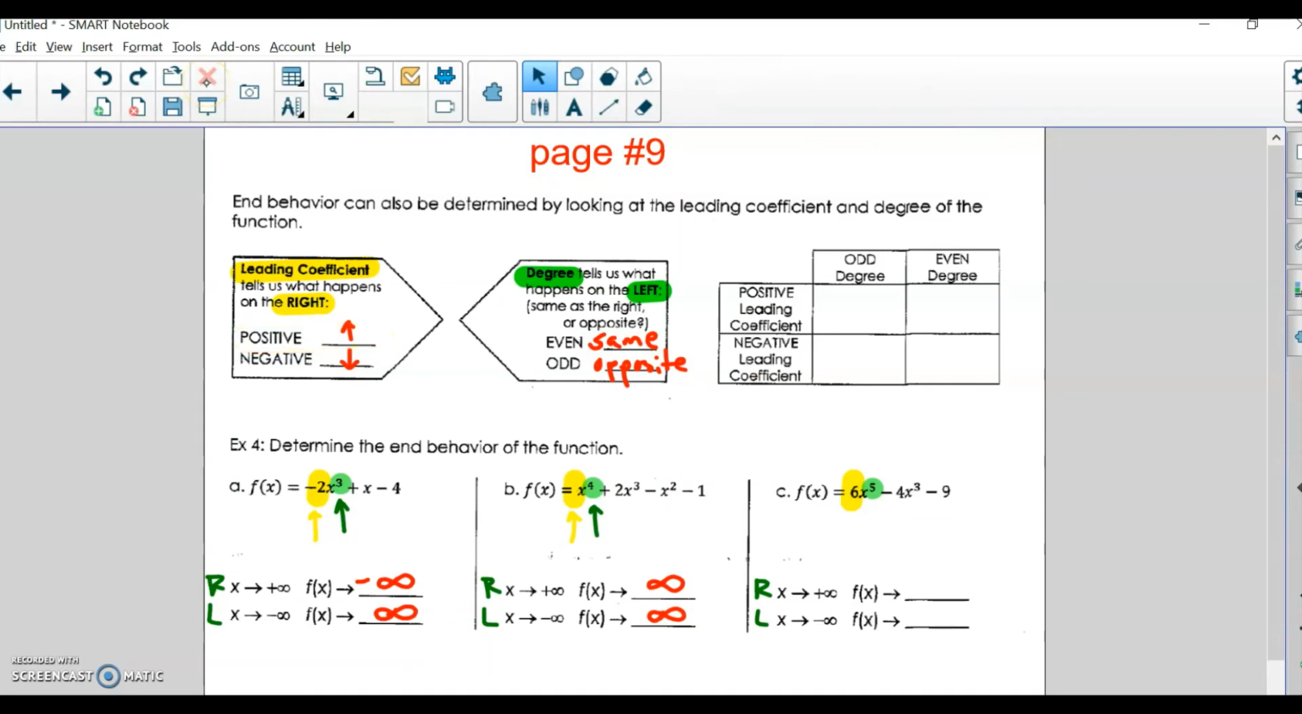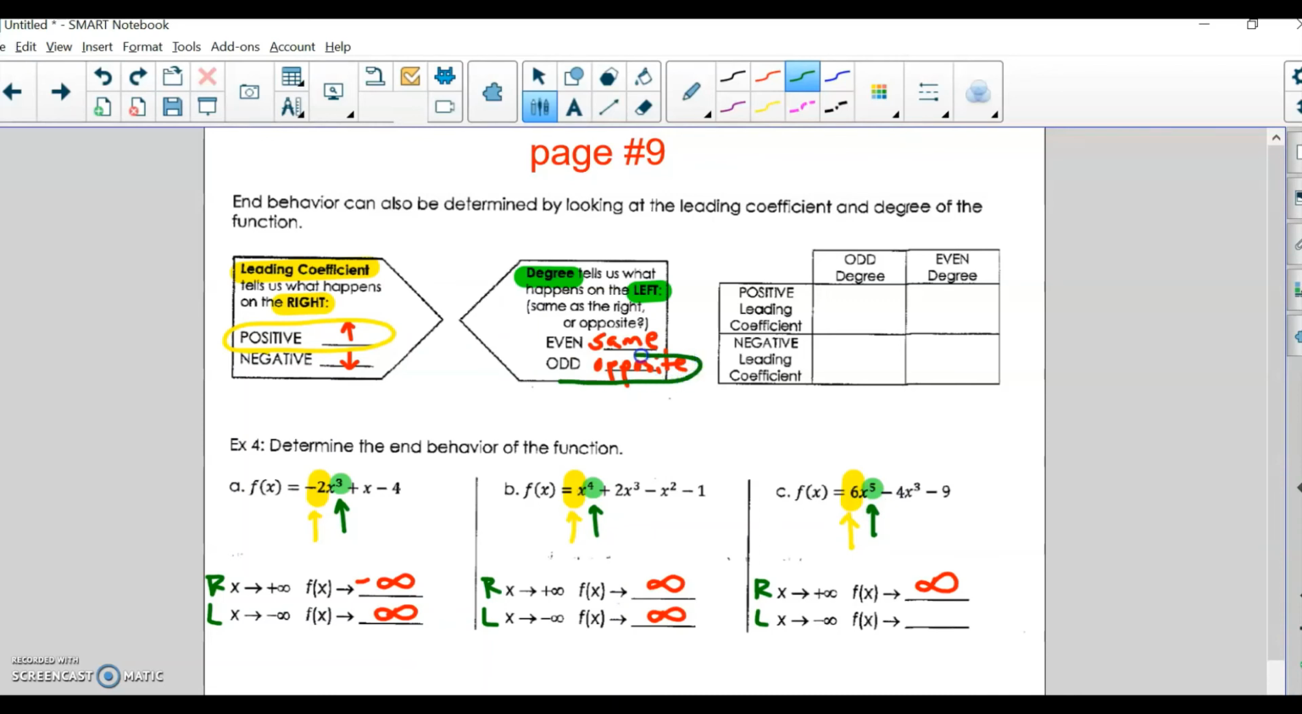In this example C, the leading coefficient is a positive value. Therefore, the right-hand side is going to positive infinity, and the degree is an odd number. Therefore, the left-hand side is going in the opposite direction. So that is end behavior for the polynomial.